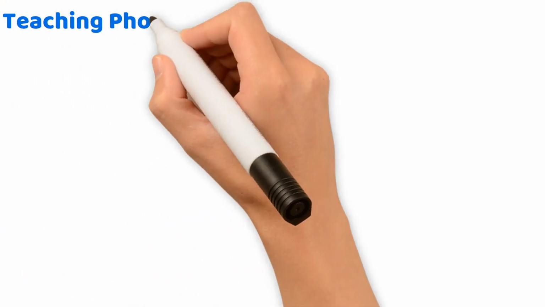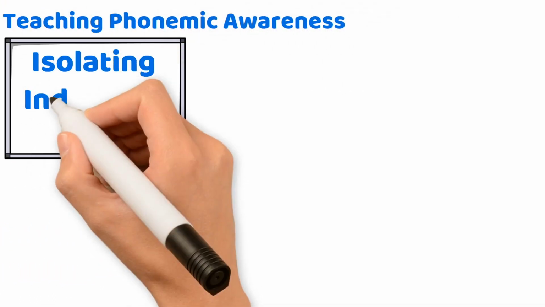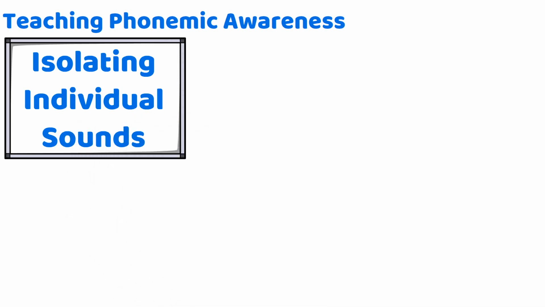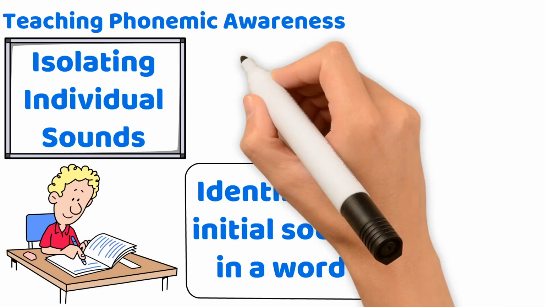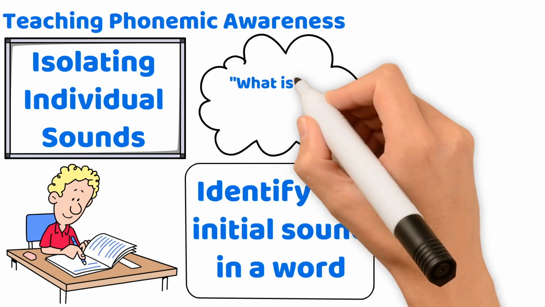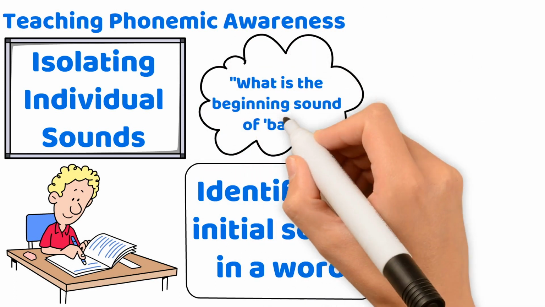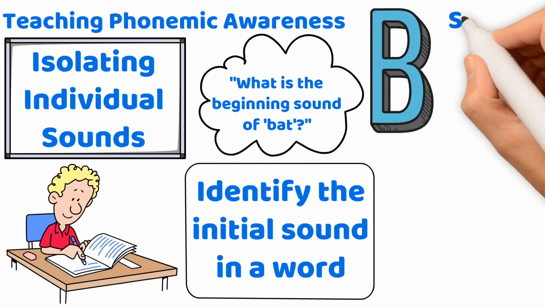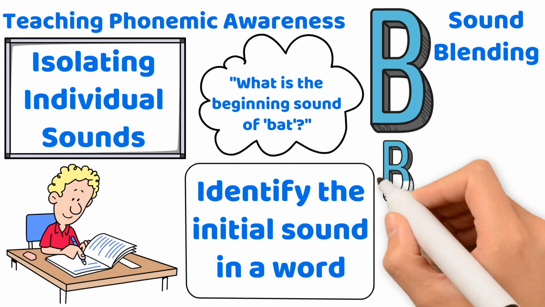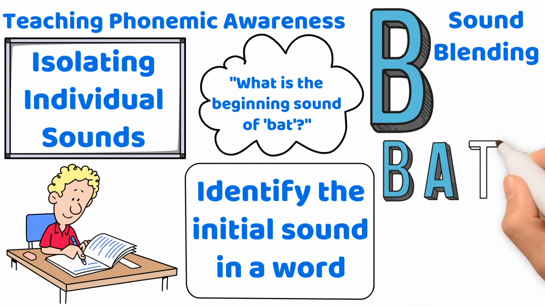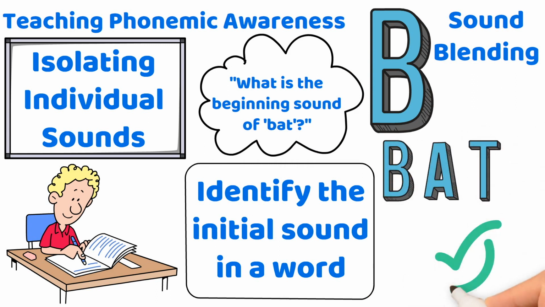When teaching phonemic awareness, start by isolating individual sounds in words to enhance decoding skills. Start by helping a student identify the initial sound in a word. For example, asking, "What is the beginning sound of bat?" And the student should respond with the sound B. Next, introduce sound blending by saying the separate sounds in bat, like B, A, T, and asking the student to merge these sounds to form the word bat.